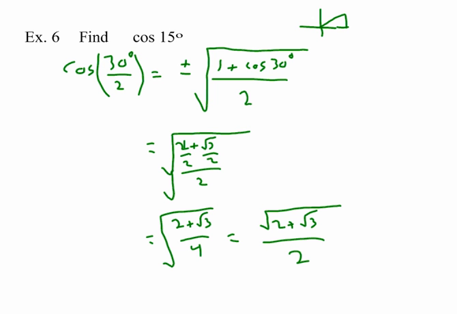Okay, so half angle formulas are useful if we're looking for an angle not on the unit circle, like 15 degrees. Even from this, we can now find the sine or cosine of 7.5 degrees.